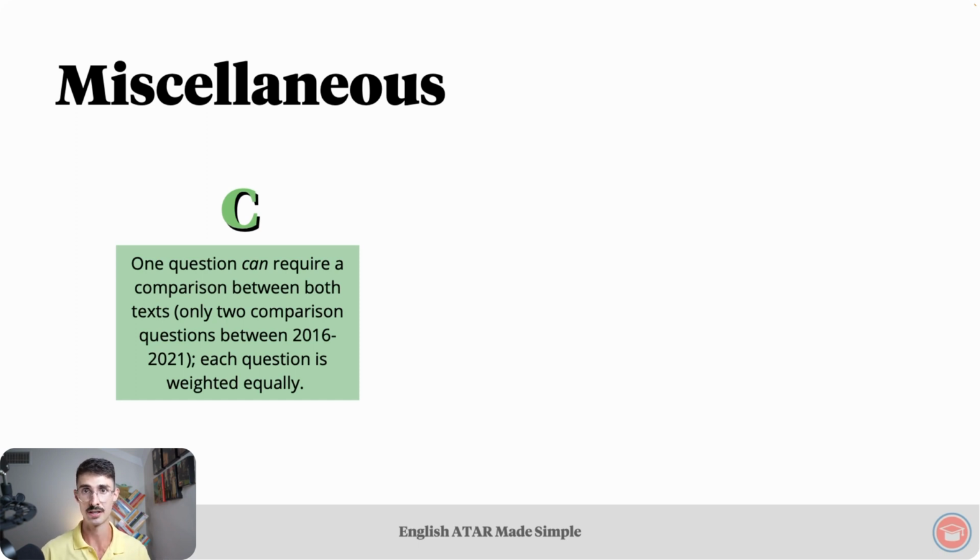Also, the questions in the comprehending section, question 1 and question 2, they're weighted equally. Both are worth 15 marks, and 1 mark in the exam is worth 1%. That's why the comprehending section is weighted 30%.